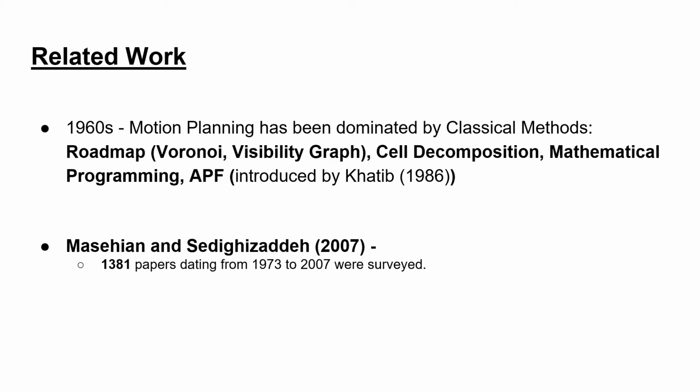The idea of cell decomposition algorithm was to decompose the C space into a set of simple cells and then compute the adjacency among cells. Whereas in the mathematical programming approach, the requirement of an obstacle avoidance is represented by a set of inequalities on the configuration parameters. The idea is to minimize certain scalar quantities to find out an optimal curve between the start and the goal position. The artificial potential field concept was introduced by Khatib in the year 1986.